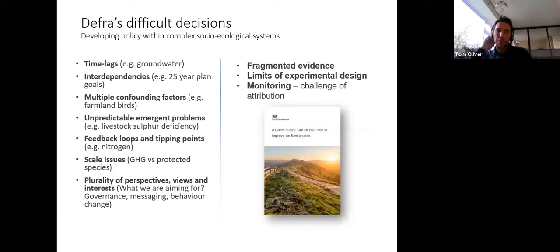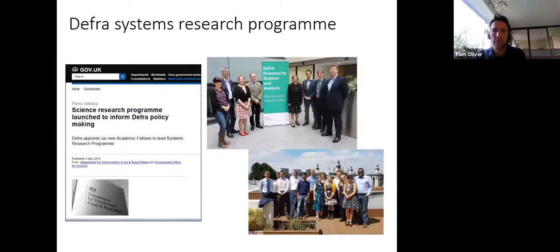So Defra obviously face a lot of systems problems. In fact, most of their problems, they deal with time lags, interdependencies, plurality of perspectives, views, and interests. And there's a real need for this systems approach to a lot of the problems they face. So that was the reason that the previous chief scientific advisor in Defra, Professor Ian Boyd here, set up the systems research program, and it's been well supported by the current chief scientific advisor, Gideon Henderson, and the permanent secretary.